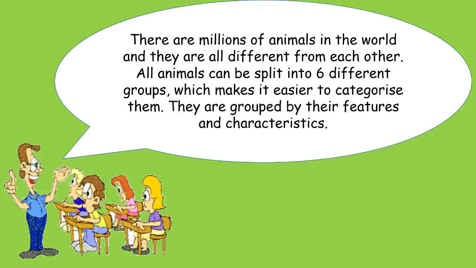So let's quickly review the names and the spelling of these different types of animals. Did you know that there are millions and millions of animals all around the world? And they're all different from each other. Now, to make it easier for us to identify some of the similarities, we split them into 6 different groups. This makes it easier for us and scientists and people that are professional about animals. They can then categorize them into their particular groups. These animals are grouped by their features and their characteristics.